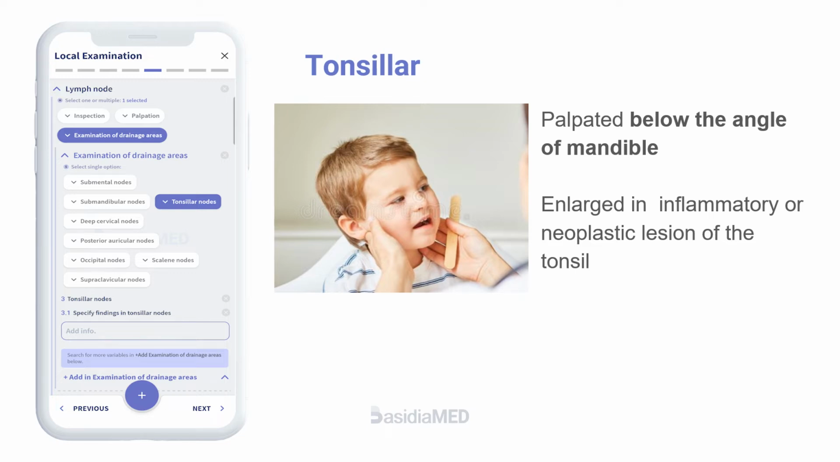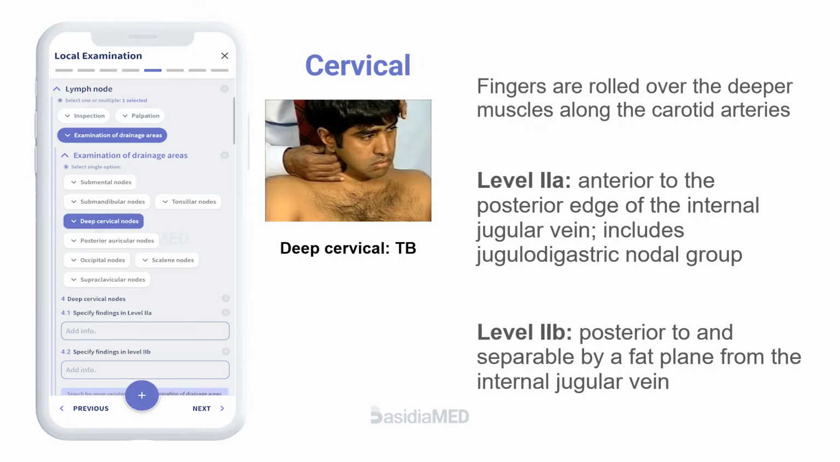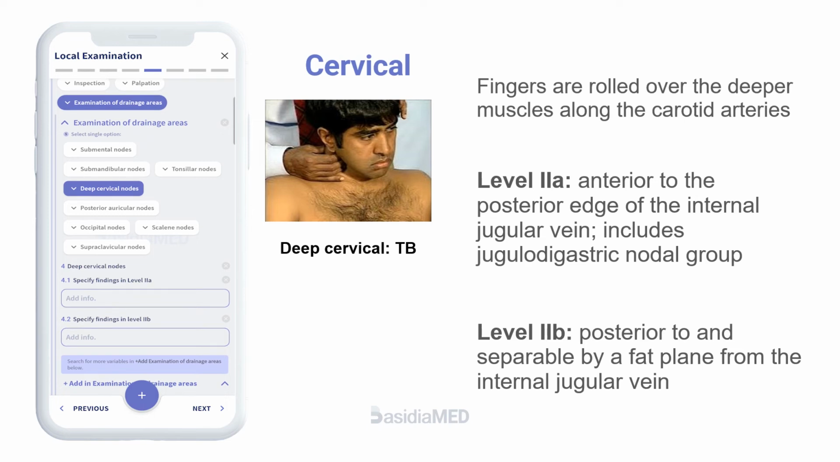The tonsillar node lies at the junction of the facial vein and the internal jugular vein, and may be enlarged in case of inflammatory or neoplastic lesion of the tonsil. Level 2 is divided into Level 2A, inseparable from, or anterior to the posterior edge of the internal jugular vein, which includes the jugulogastric nodal group. Level 2B, posterior to and separable by a fat plane from the internal jugular vein.